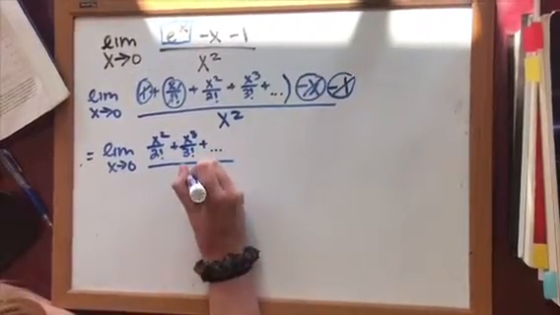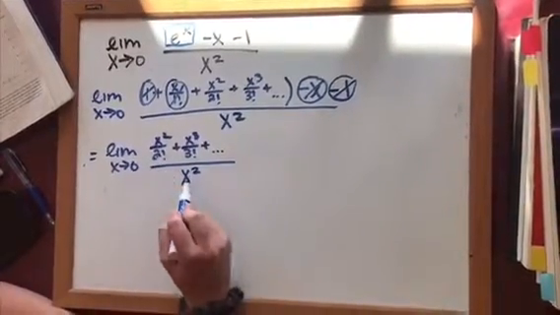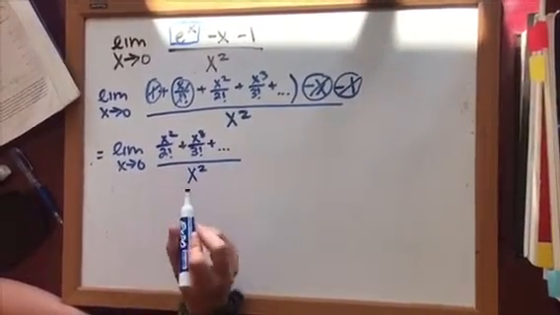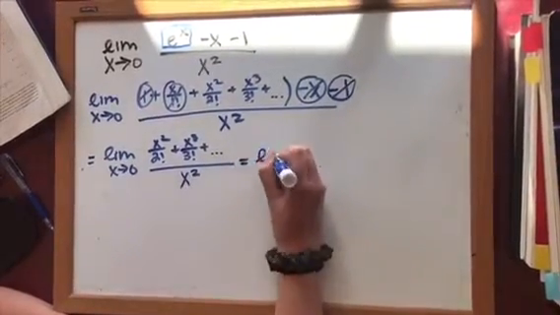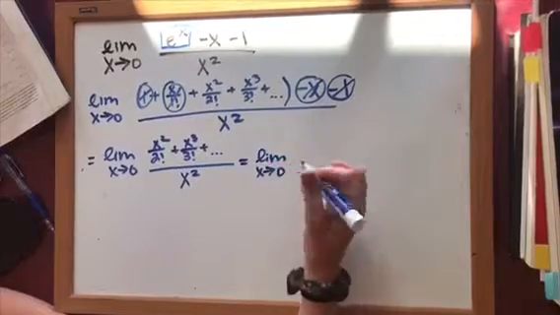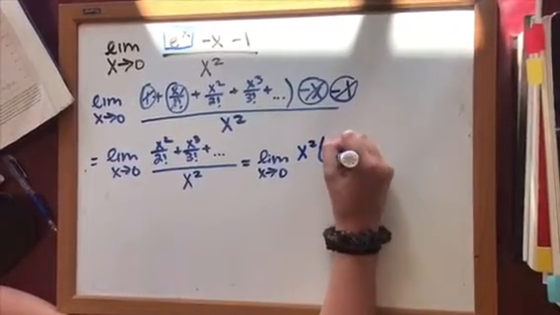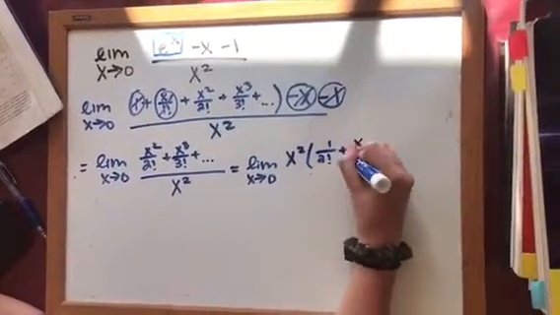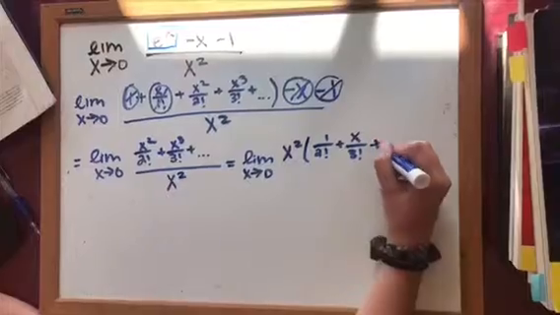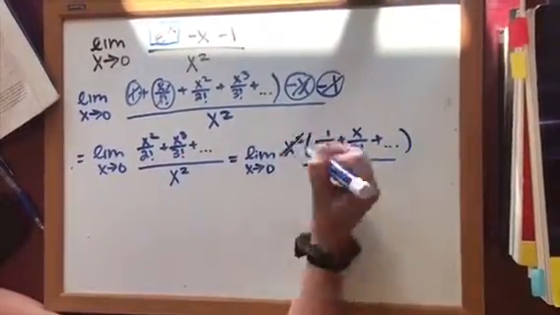over x squared. So the next thing we want to do is make these cancel out, because right now we just have a 0 over 0, which we don't want. So we can take an x squared out of the top. We're going to say x squared times (1 over 2 factorial plus x over 3 factorial plus ...) over x squared. Now these will cancel out.